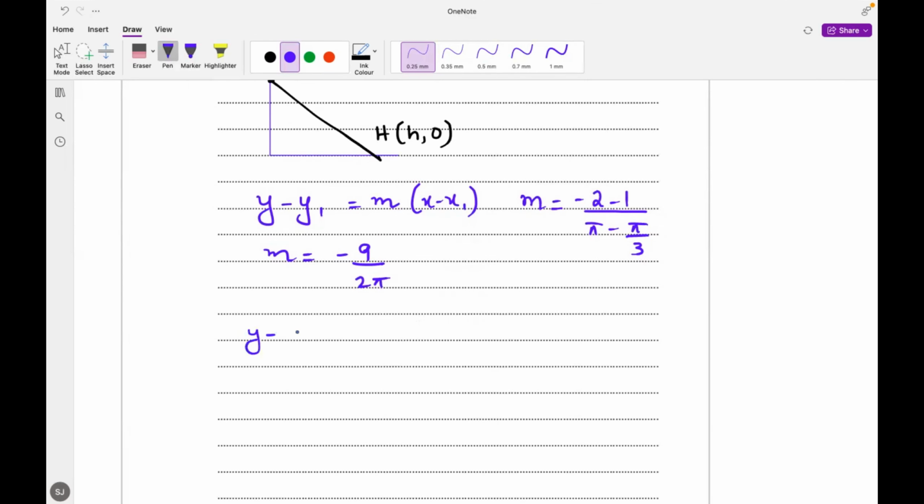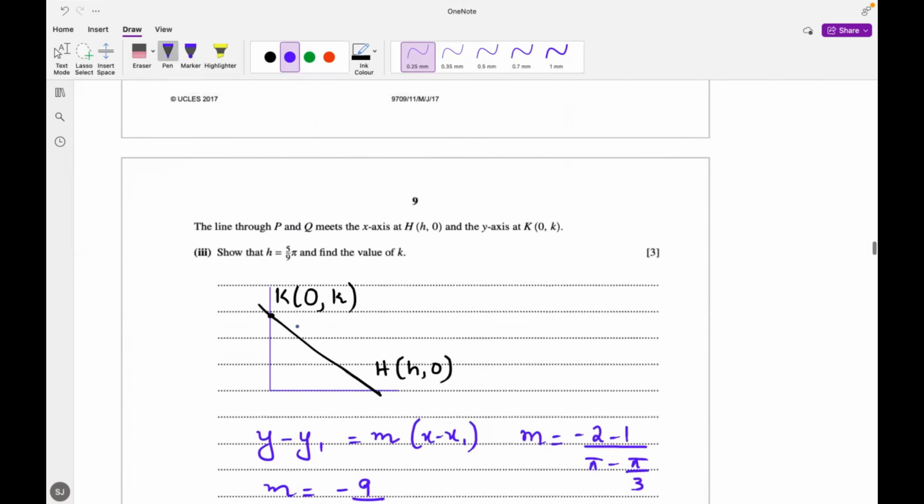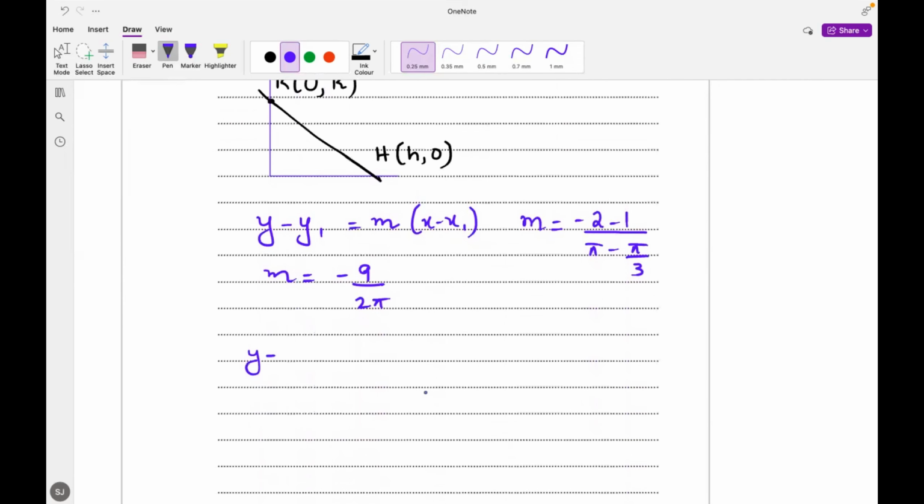We'll form the equation. So this will become y, and we can use any of the points. I'll be using the point P in place of y1 and x1. So this will become y minus 1 equals minus 9 upon 2 pi times x minus x1. So this will be x minus pi upon 3.